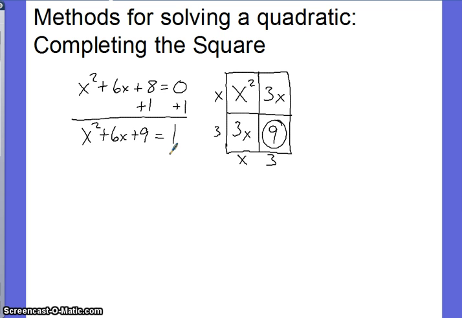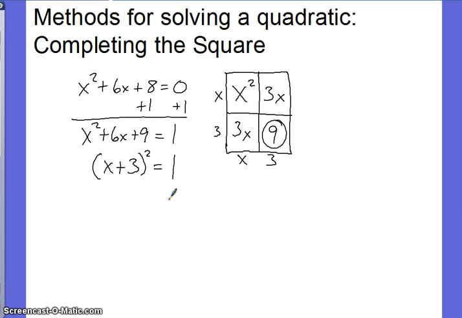Now that I have that, I know I have over here x squared plus 6x plus 9. Again, we've completed a square, this side is the same as this side. So now I can rewrite x squared plus 6x plus 9 in its factored form: x plus 3 squared is equal to 1.